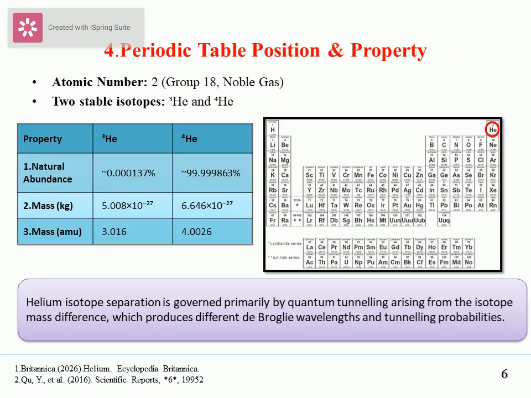Now, these slides cover the periodic table position and the properties of helium. Helium is a noble gas with two isotopes, that is He-3 and He-4. Out of these, He-3 is very rare. The mass difference changes their quantum behavior and the tunneling. That is our starting point.